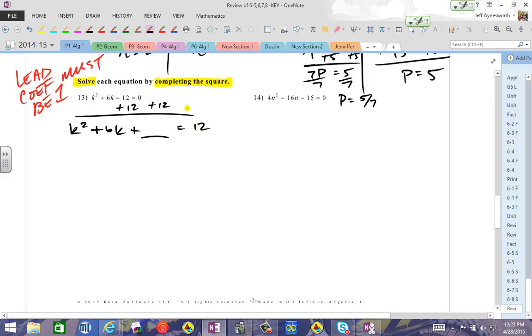Now here's where the completing the square comes in. I got to take b divided by 2 and square it. b is 6. So what's 6 divided by 2 squared? 3 squared equals 9. So I'm going to need to add 9 to both sides. And then I play the factor game. What two numbers multiply to 9 and add to 6? Well, that's easy, right? Because it's right here, okay?